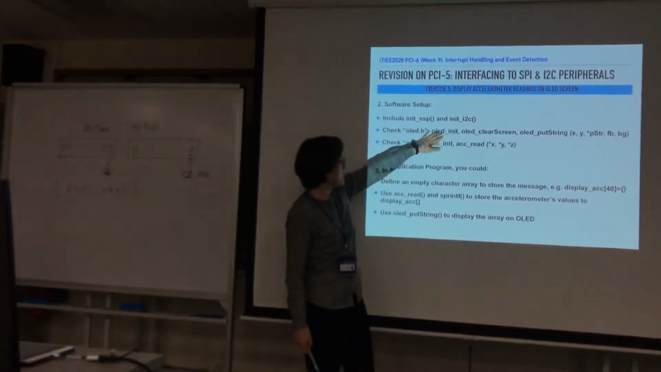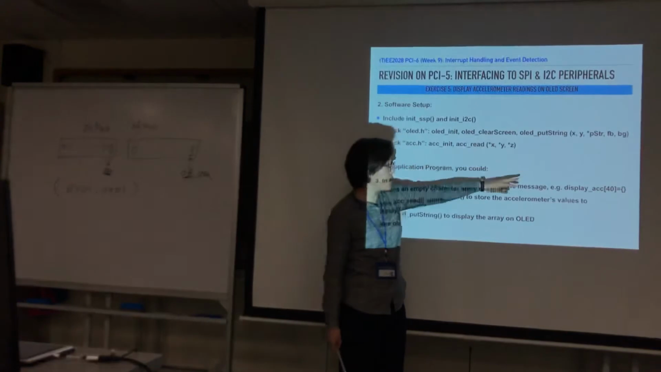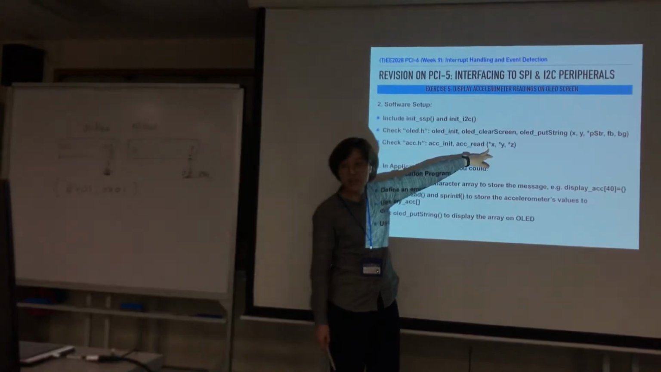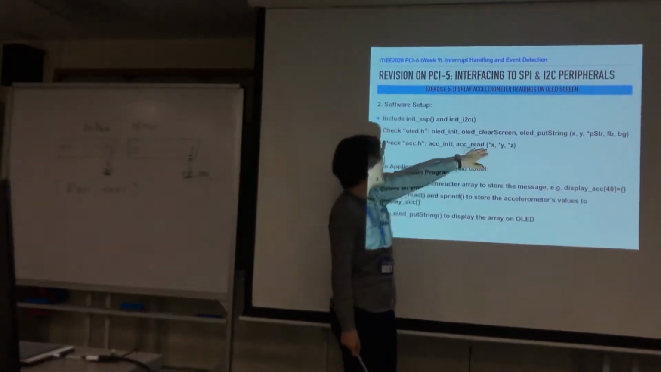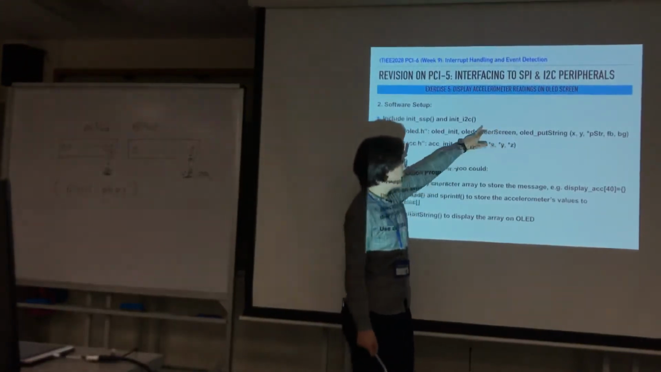So OLED init is the initialization. Accelerometer init is the initialization. Accelerate allows you to read the x, y, and z values. What's the pointer? What's the star mean? You should pass the address of your variable. Okay? How to pass address? Think about it. OLED clear screen. This is to clear your screen.